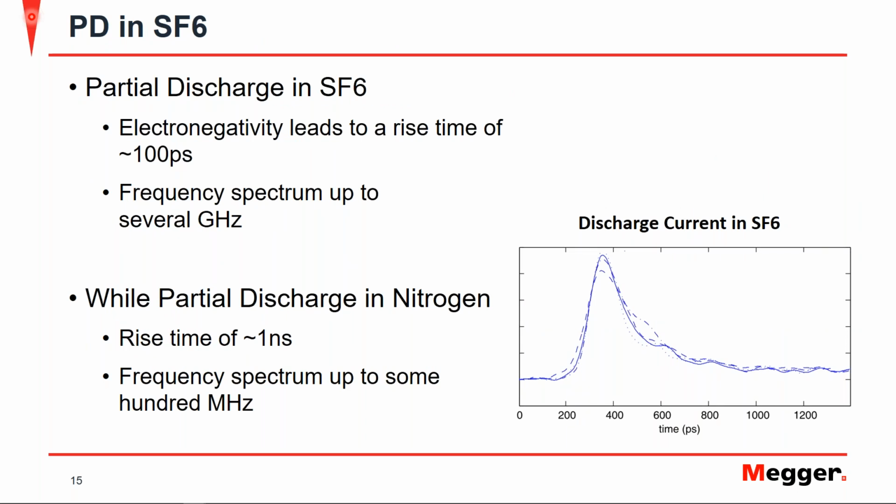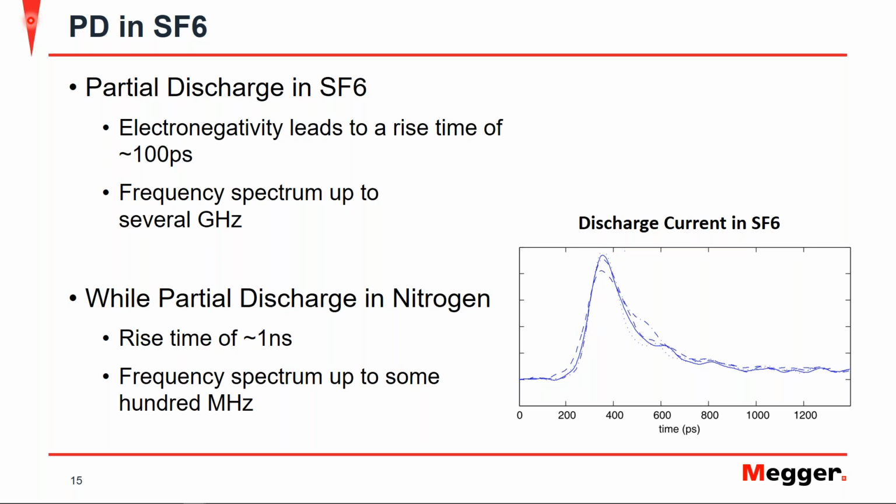Here we have an example of partial discharge within SF6 gas. As I mentioned previously, SF6 is an electronegative gas, and essentially that means it more readily accepts available electrons, and a free electron is necessary for partial discharge to take place. So this leads to a very fast rise time in SF6 for the discharge, in the area of 100 picoseconds. This translates to a frequency spectrum of up to several gigahertz. So we can see here the fast rise time of the discharge current within SF6.